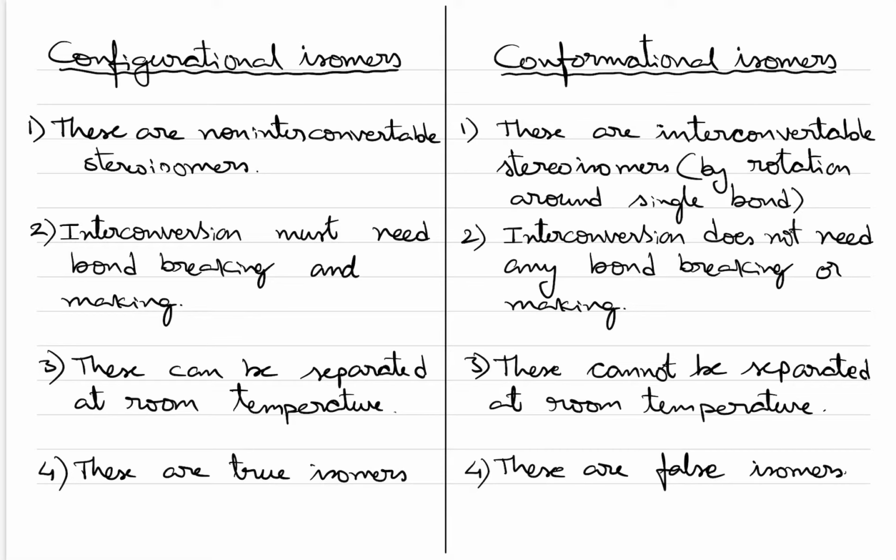And let's see the differences. Configurational isomers are non-interconvertible stereoisomers. That means they cannot be converted into one another. Like a cis isomer cannot be converted into a trans isomer. Trans cannot be converted into a cis isomer. Whereas conformational isomers can be interconvertible, that too by simple rotation of single bonds. On simple rotation of single bonds, one conformational isomer can be converted into another conformational isomer.